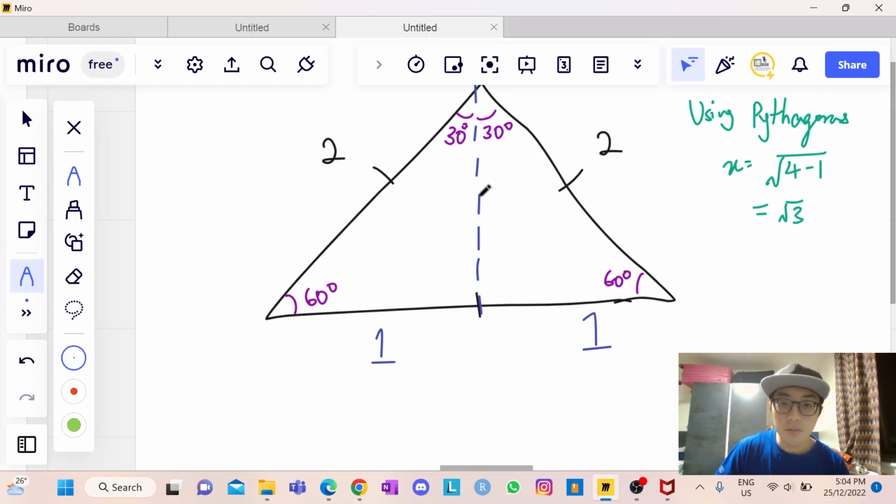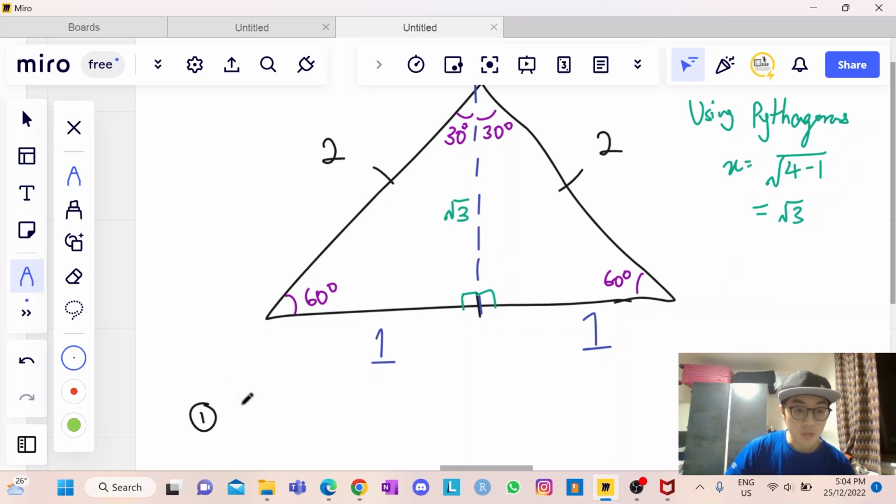Okay, therefore this height in between is going to be root 3. And this is a right angle. So in this diagram, what can we show? Using the SOH CAH TOA that I have introduced to you, we can actually find out a lot of angle properties right here. Number 1, it's the 60.